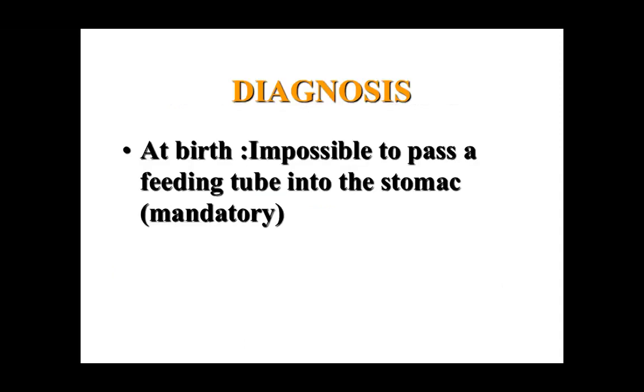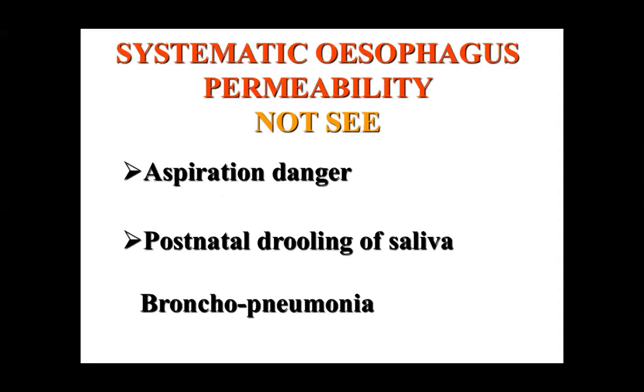Now, at birth, we should make the diagnosis by the impossibility of passing a feeding tube into the stomach. This is a mandatory test. It should be done for all newborns, because we must not wait to see the aspiration danger, the postnatal drooling of saliva, or bronchopneumonia to think about the diagnosis, but we should perform a systematic esophageal permeability check for these babies.